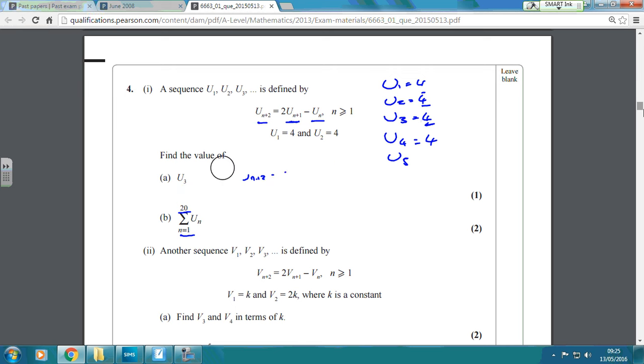So in essence, what we have here is the first term up to the 20th term, and they're all going to be 4. And this sigma here means that we're going to add them. So we're going to add 4, 4, 4, 4. So we're going to add 20 lots of 4, leaving us with 80. And you're going to get 1 mark for saying that, 1 mark for the 80.